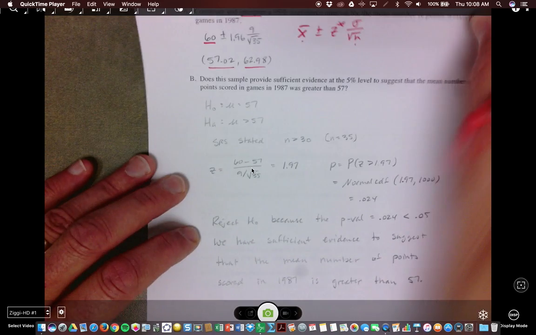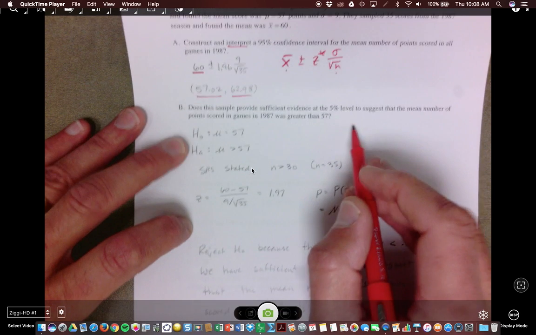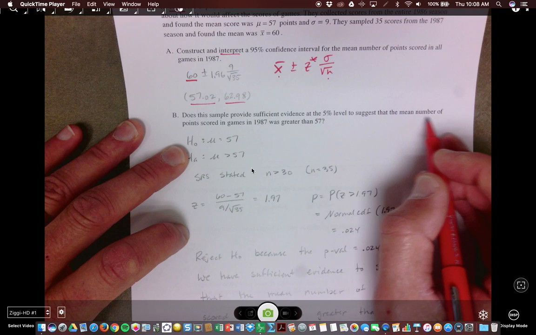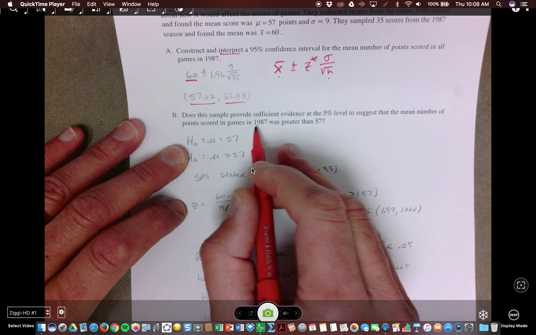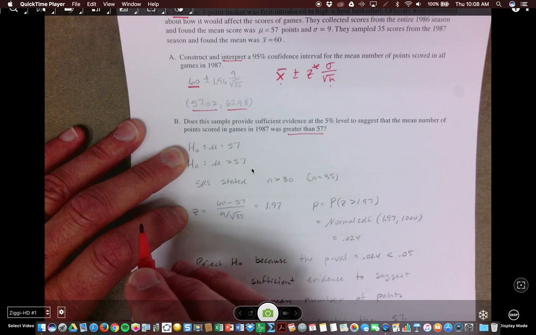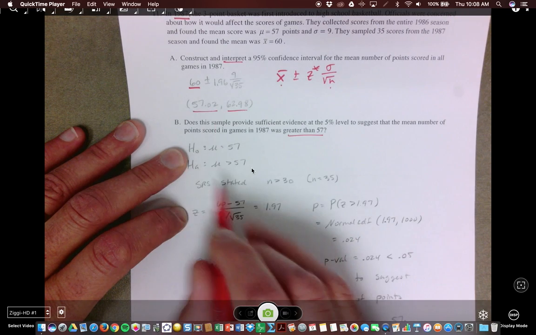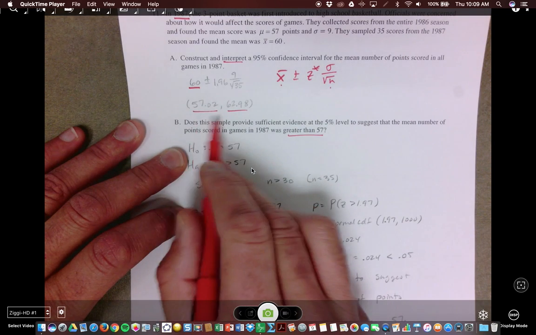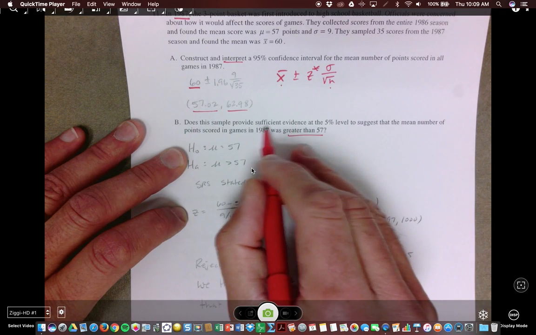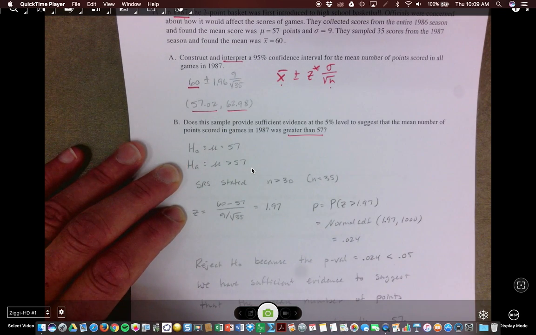All right, then the next part of this is going to ask you to do a hypothesis test. And it says, does this sample provide sufficient evidence at the 5% level to suggest that the mean number of points scored in games in 1987 was greater than 57 points? You can probably look up here and say, you know what, 57 is just kind of barely inside this interval, but this interval isn't what I want you to do here. If I'm asking you a question like this one, is there evidence at the 5% level, I want you to do a hypothesis test.